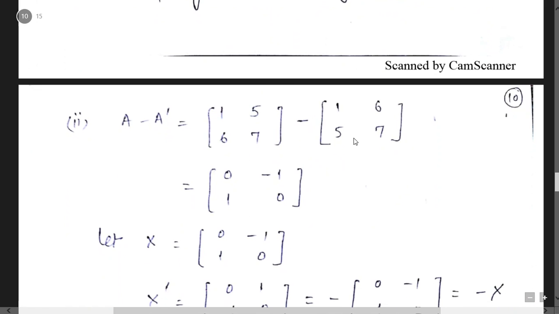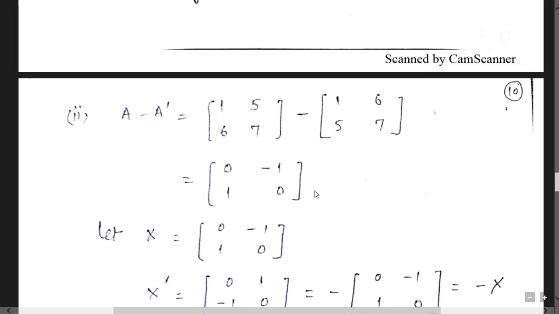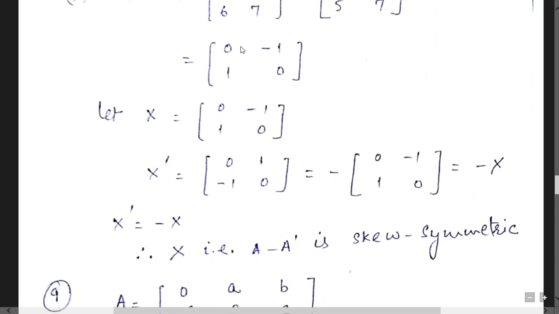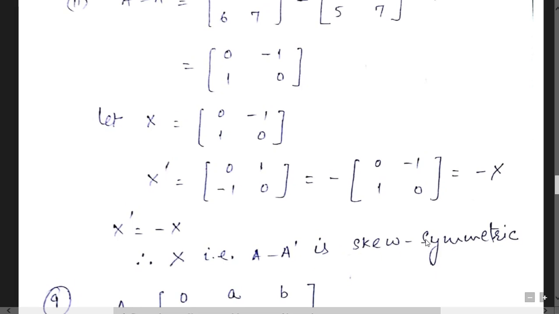Then subtract the matrices. Diagonal elements are 0, but first row and first column both are of different sign. It means this matrix is skew-symmetric matrix. You can put this value, A minus A transpose is equal to X. Then you can take the transpose, and after that taking negative sign common, it's again equal to the original value. It means you can prove A minus A transpose is a skew-symmetric matrix.